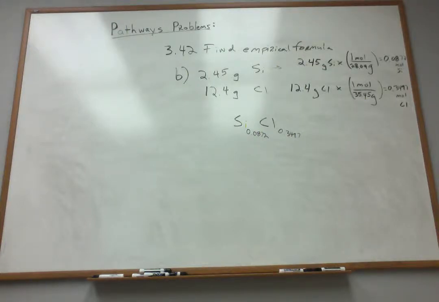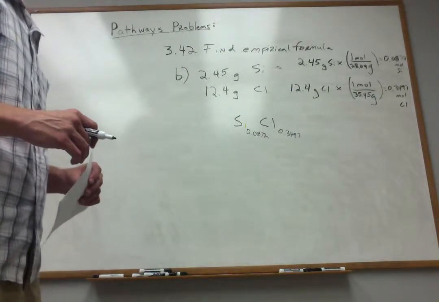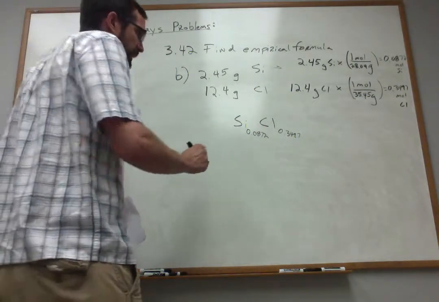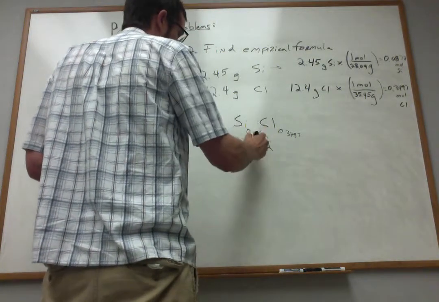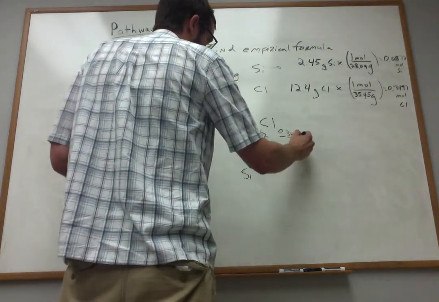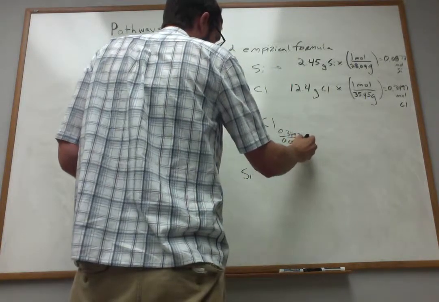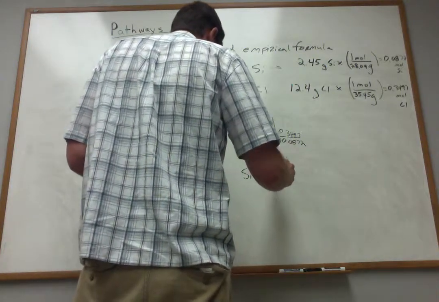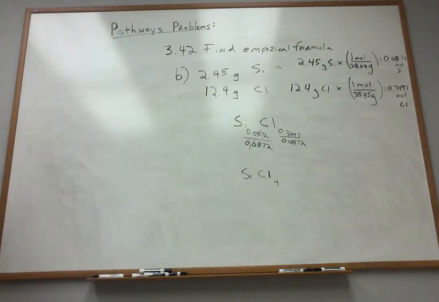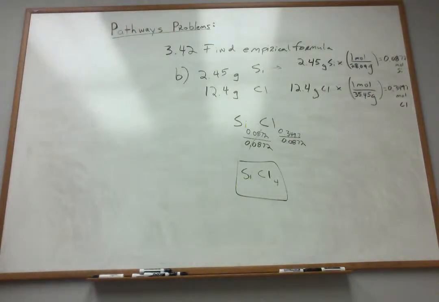Now, the cleaning up protocol is exactly what we described for part A. You find the smallest number and divide all other numbers by it to find the whole number ratio that represents the empirical formula. In this case, the smallest number is that for silicon, the 0.0872. As a result, this becomes 1. I also need to divide the 0.3497 by 0.0872. If I do the division, it turns out that ratio is approximately 4. So our empirical formula is SiCl4 for this compound.